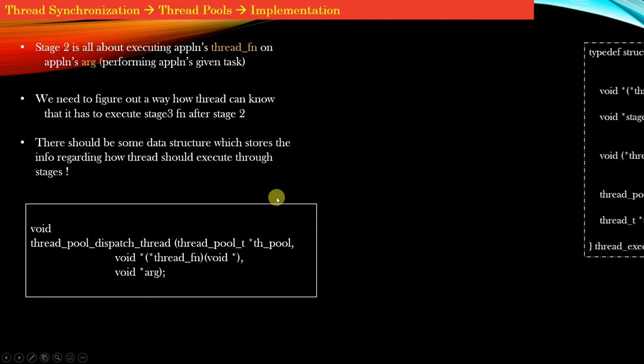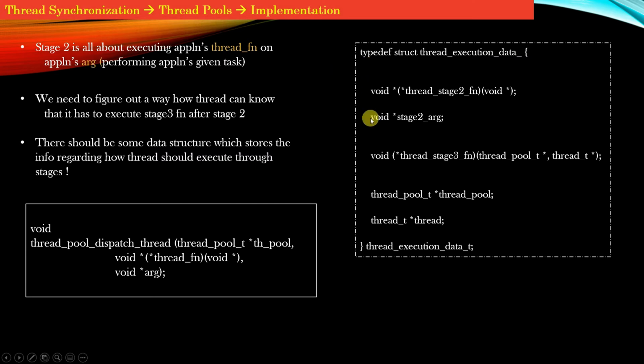So on the right hand side, such a data structure is defined. If you notice, this data structure consists of two parts. The first part stores the function and the data which represents the stage 2 work, right? Work is nothing but function plus argument, right?